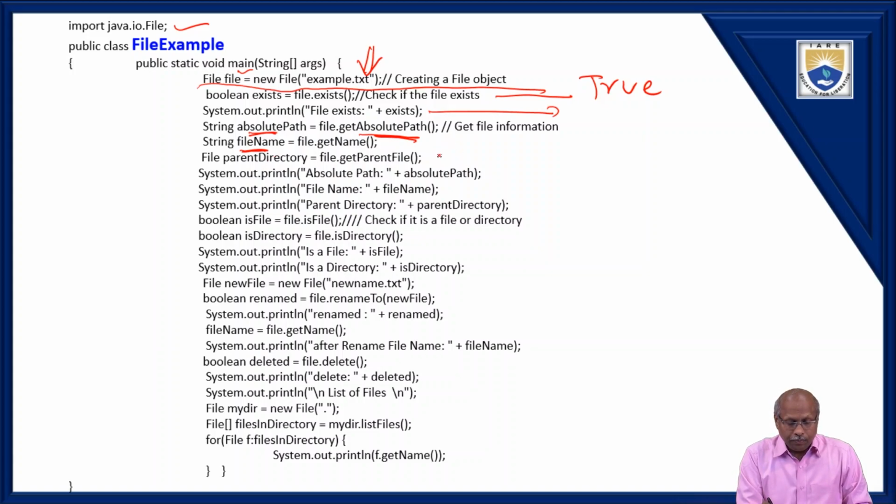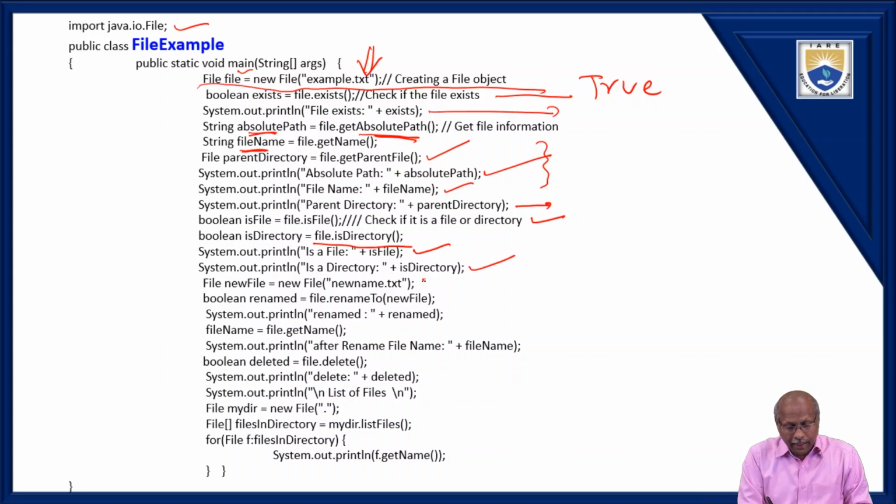Okay. Now, which is the parent directory? Because for every file, there is a parent. So you can print the parent file. You can print the path. You can print the name. So these are the various operations you can do on a file object. You can print the parent directory. Now, is it a file or is it a directory? If it is a file, it returns true. If it is not a file, then it returns false. Sometimes you may check whether it is a directory or a file. If it is a directory, it returns true. If it is a file, it returns false. So you can check isFile, isDirectory.